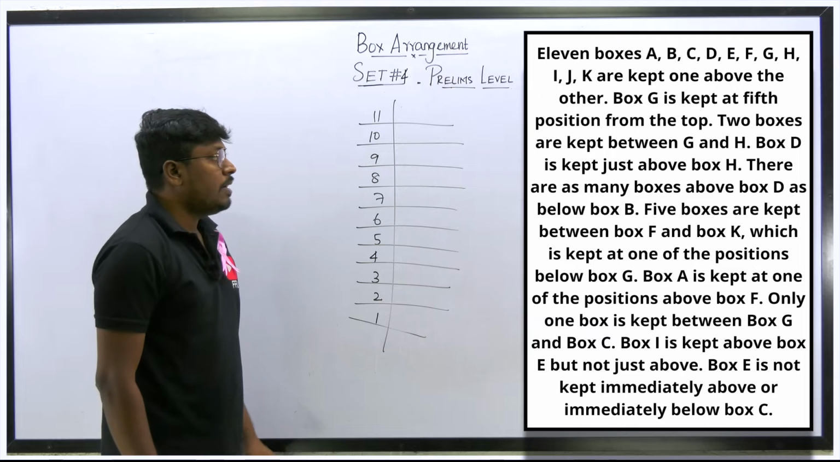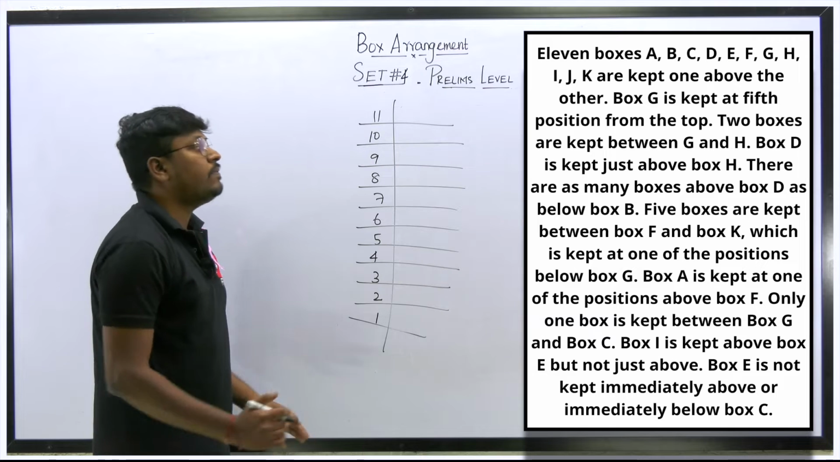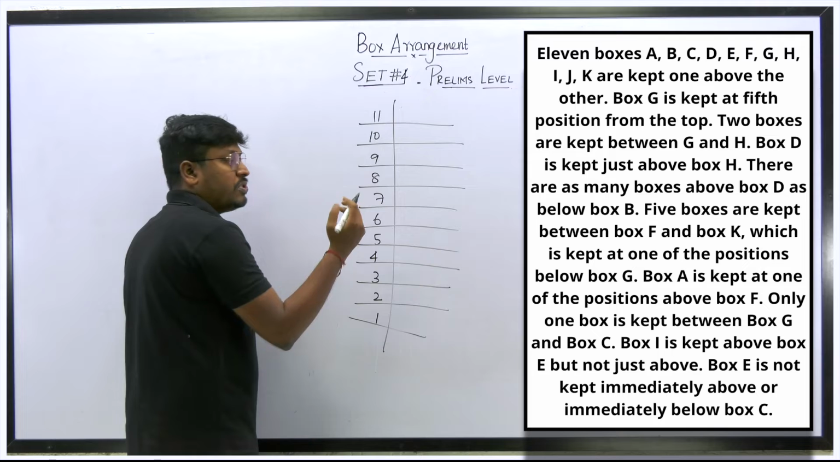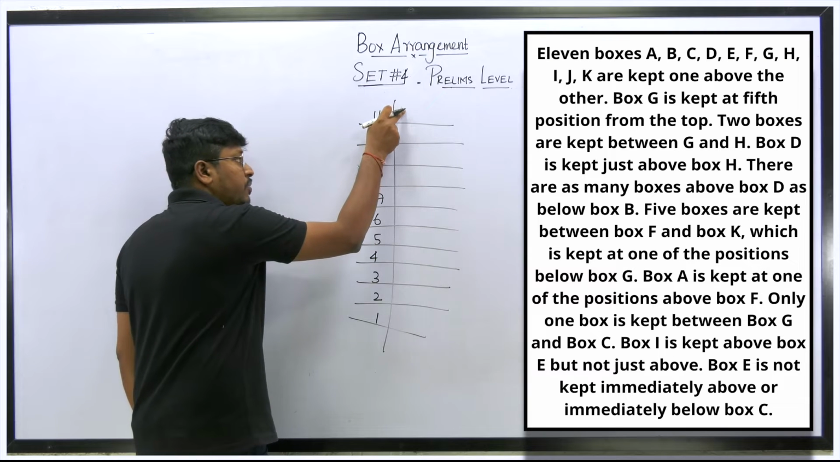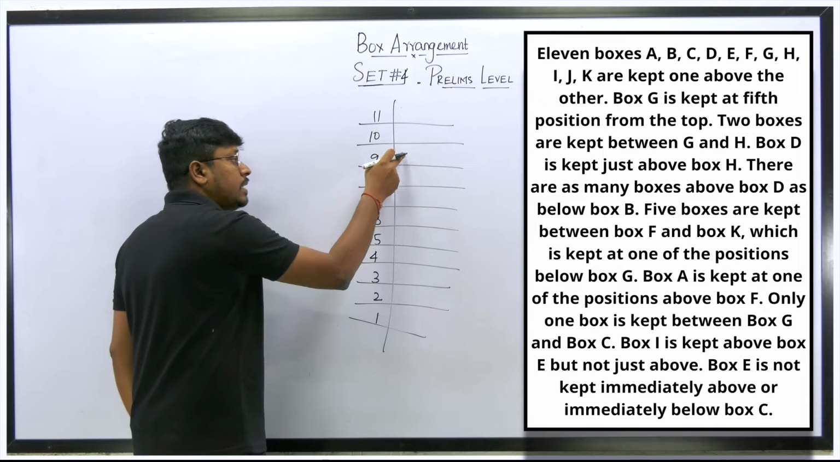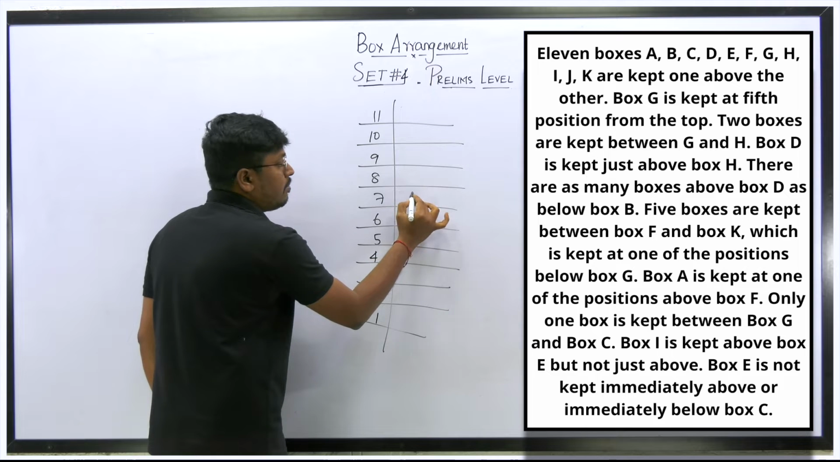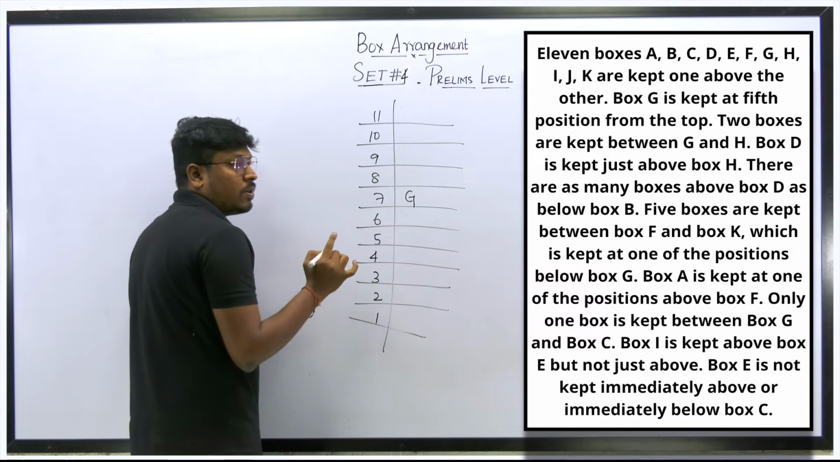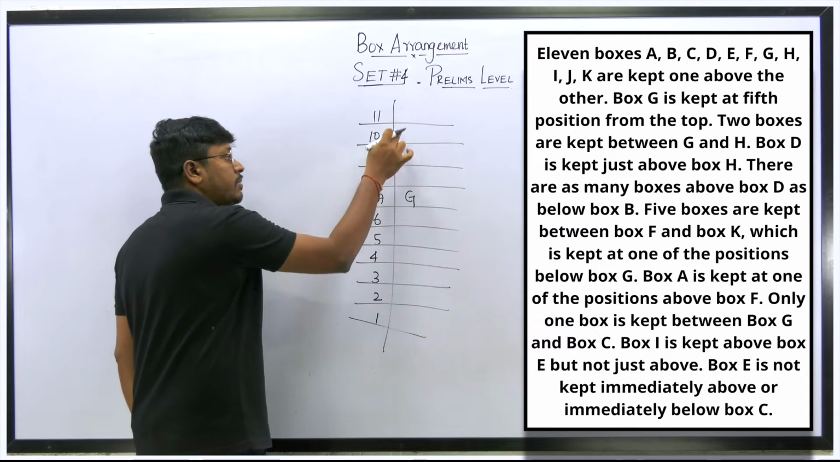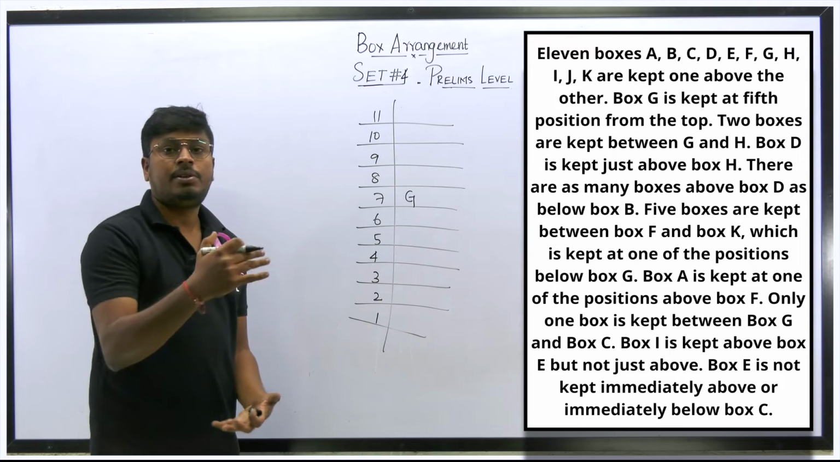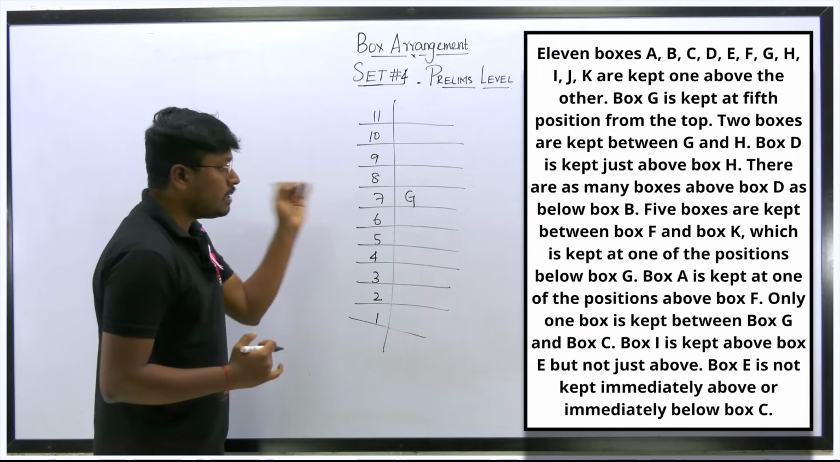First point: box G is kept fifth from the top. So from the top, the box G is kept at the fifth position. First position, second, third, fourth and the fifth. So this will be the fifth position where box G is kept. Understood or not? From the top, box G is kept at the fifth position.